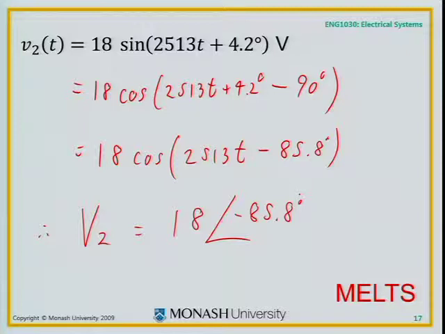So we need to be able to take a cosine or a sine and convert it to phasor form. And the only catch is it has to be expressed as a cosine, not as a sine. The reference is cosine.